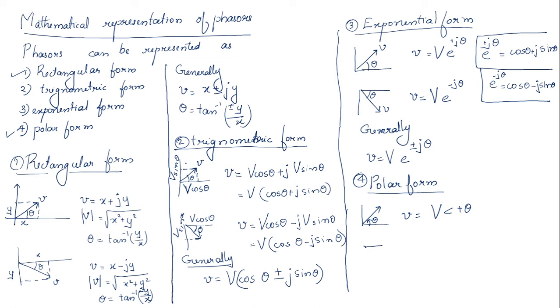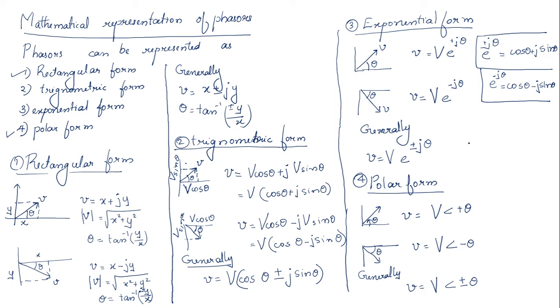And you can just imagine what will be the case if it is lagging the reference quantity. You can see here v is equal to capital letter V angle minus theta, which shows that this is the magnitude and this is the angle by which it is lagging the reference. So generally we can say the expression as V is equal to capital letter V angle plus or minus theta. Okay, this shows the general expression.